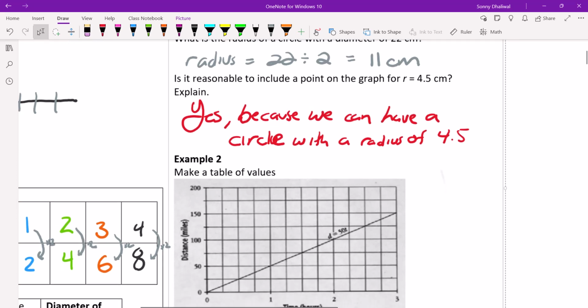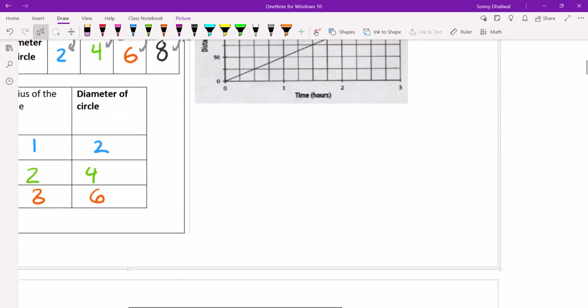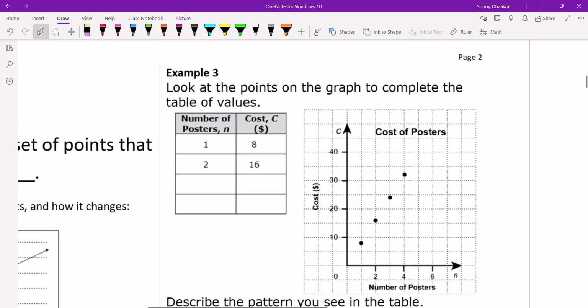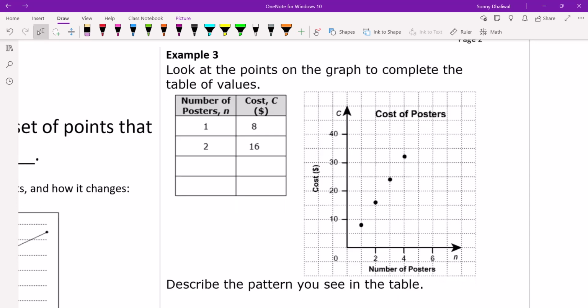I'm going to ask you to jump here to this question. We're not going to do all of it now. We're going to do the very last question of it. It's saying, this is the cost for however many posters you have. So I'm going to go to the very last question. This is interconnected to what we're talking about right here.